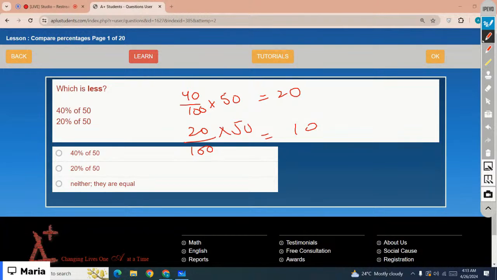The correct option is 20% of 50. Option number 2 is the correct option, right? That is 20% of 50.